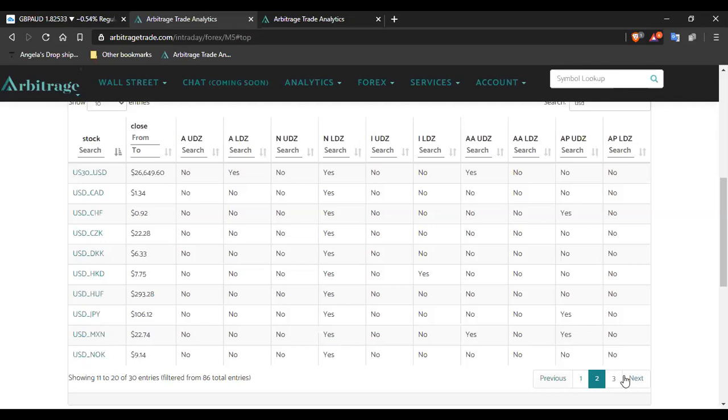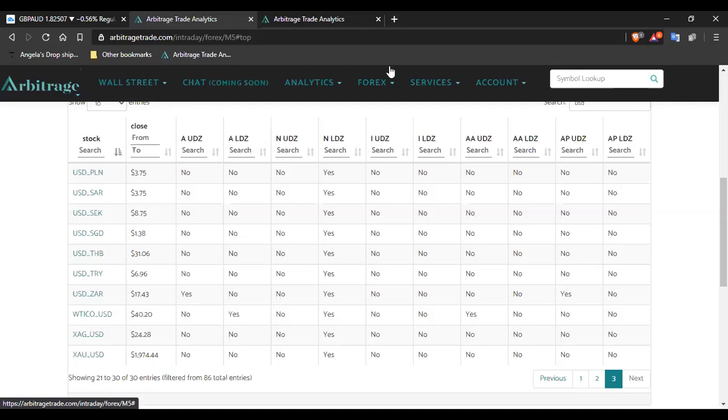Okay, and then next page. No, no, no, no, no. Yes for USDZAR. USDZAR is not a bad pair to trade, honestly. So I'll put it down on my list. And that's at the upper danger zone. Okay, so we have those pairs.